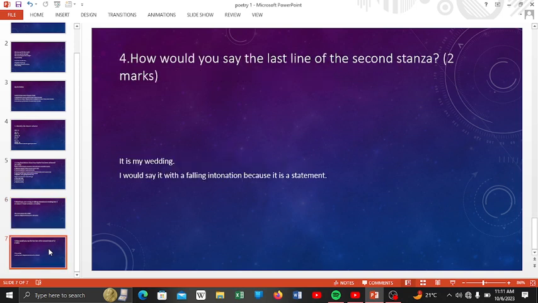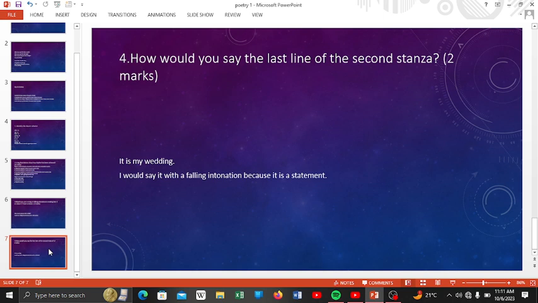Next question, how would you say the last line of the second stanza? So it's 2 marks as well. So how would you say the last line of the second stanza? So the last line was, it is my wedding. So that is just a normal statement. You could be talking to your friend casually. So when you're just dealing with a statement, we use falling intonation. Apart from it being, it is also said with finality.